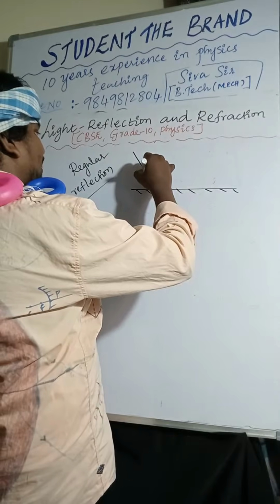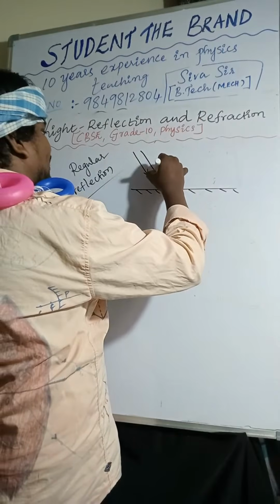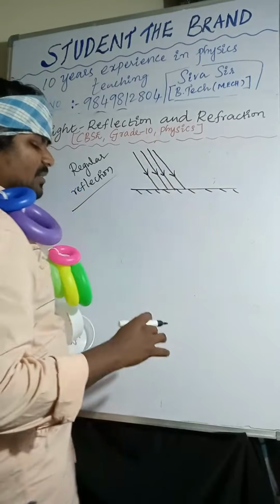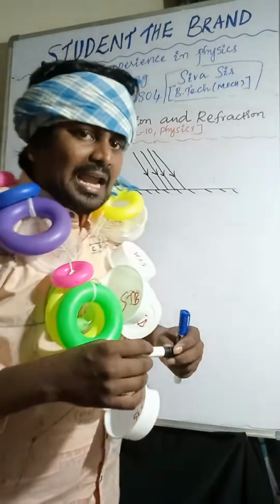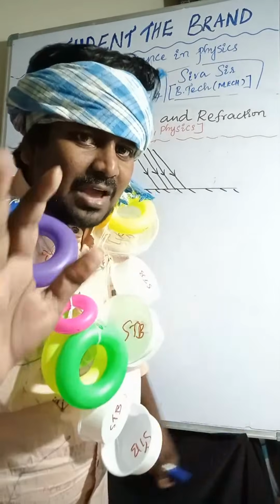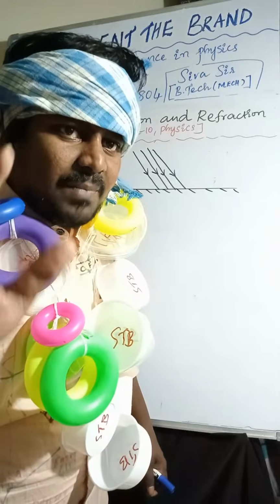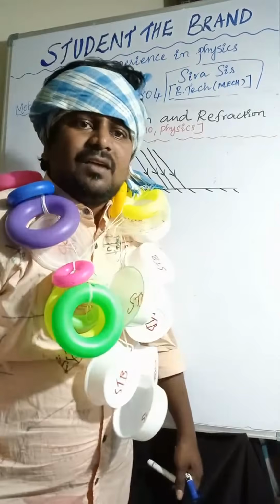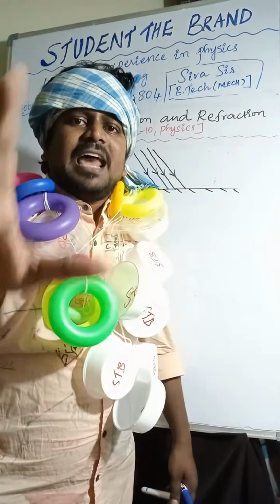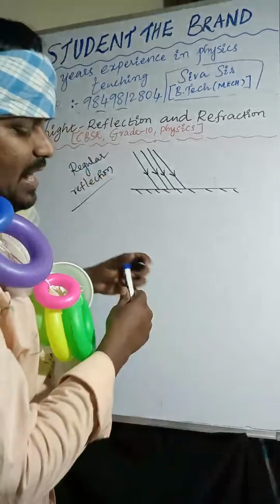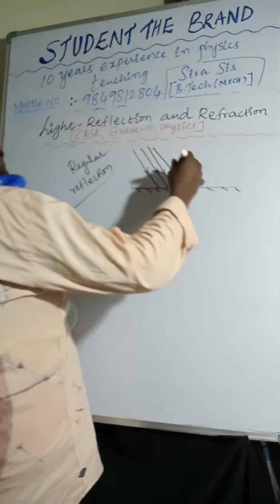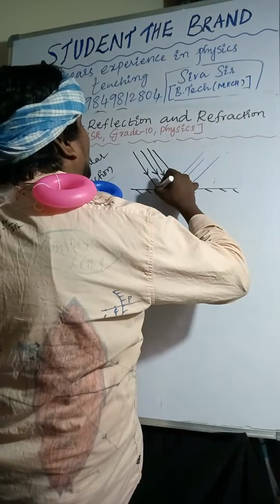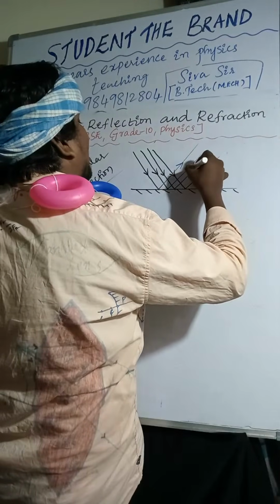Incident ray. I am taking this. The light rays are parallel to each other. Yes or no? Yes. The reflected light rays are also parallel to each other. This type of reflection is called regular reflection.